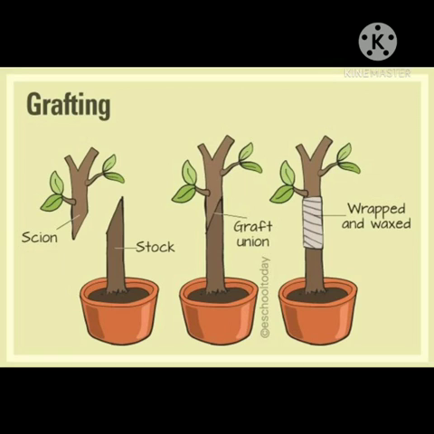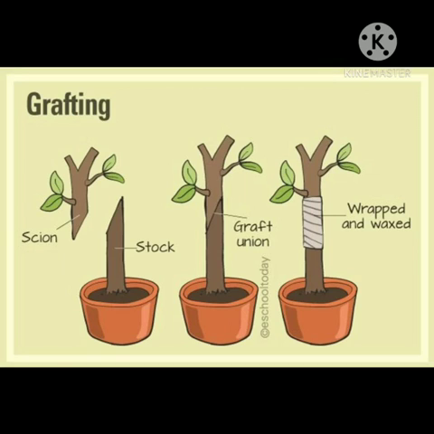Second method of artificial vegetative propagation, grafting. In this method, the stems of two different plants are joined together so as to produce a new variety of fruit plants containing the characteristics of both. Out of two plants, one plant has a strong root system while the other has a strong shoot system. You can see this in the given picture that the stems of two different plants are joined together in order to produce a new variety.